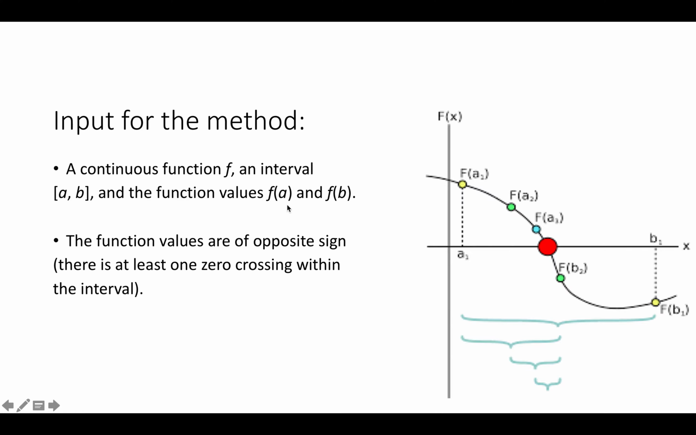Now f(a) has a positive value, as is clear from the figure. f(b) has a negative value. If these positive and negative points are joined through the function f(x), it must have 0 at this red dot. It is called the root of this function f(x). The function values are of opposite sign, so there is at least one zero crossing within the interval. There might be more than one zero, but at minimum there should be one zero in between the interval at which f(a) and f(b) have opposite sign.